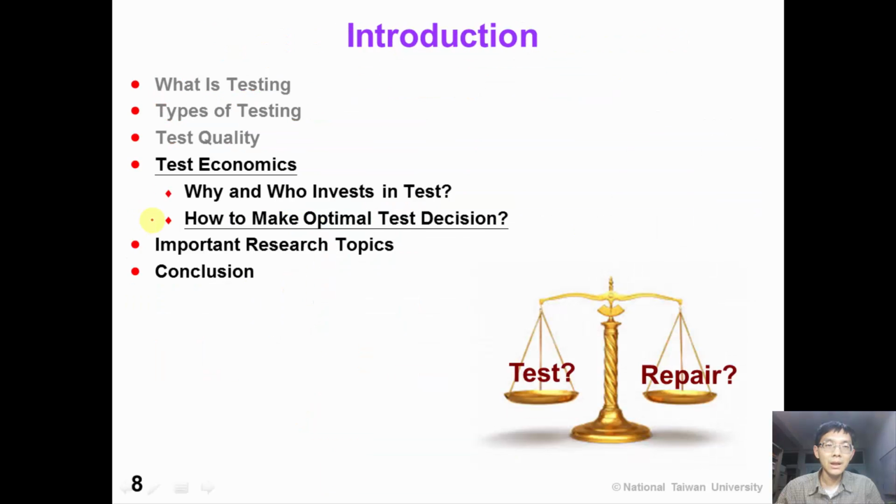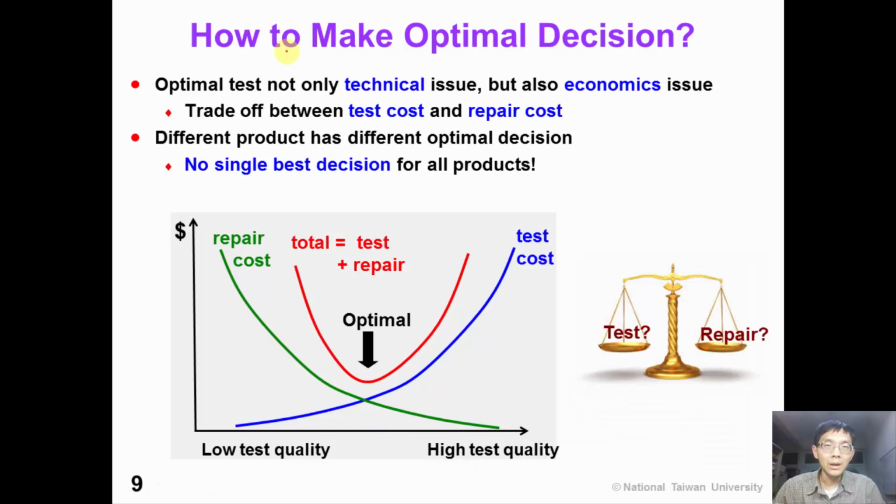Now let's discuss how to make optimum test decision. This is a difficult problem since we need to trade off between test cost and the repair cost. Optimum test decision sometimes is not only a technical issue but also an economic issue. We need to trade off between test costs and the repair costs.